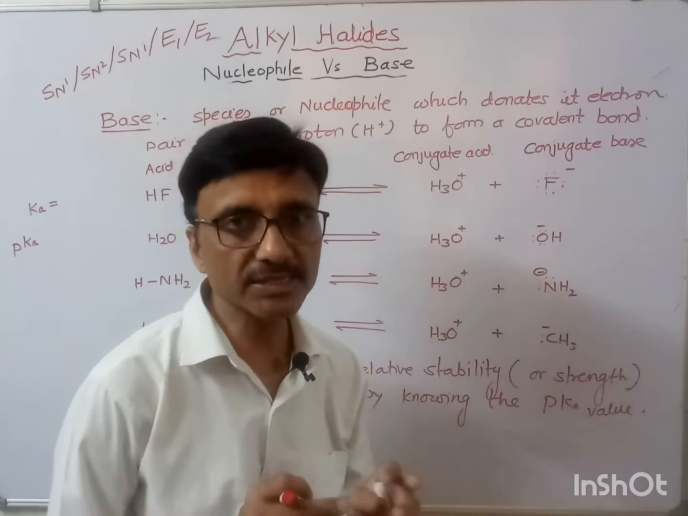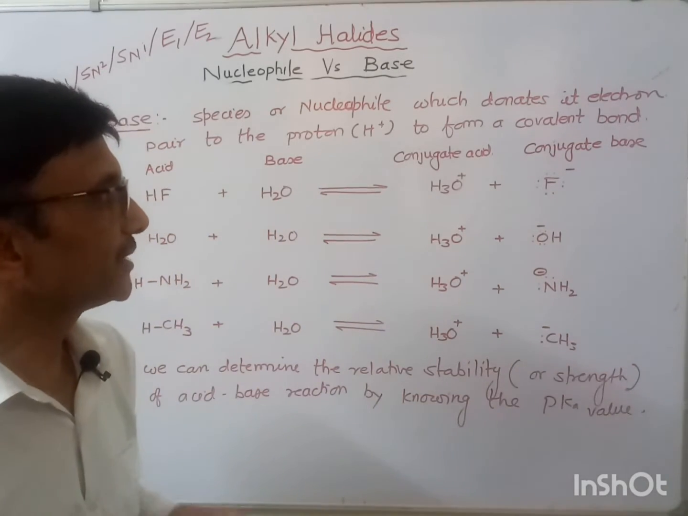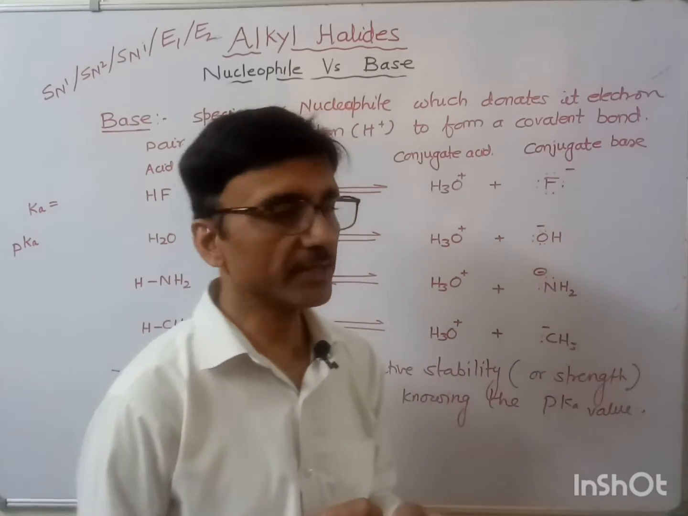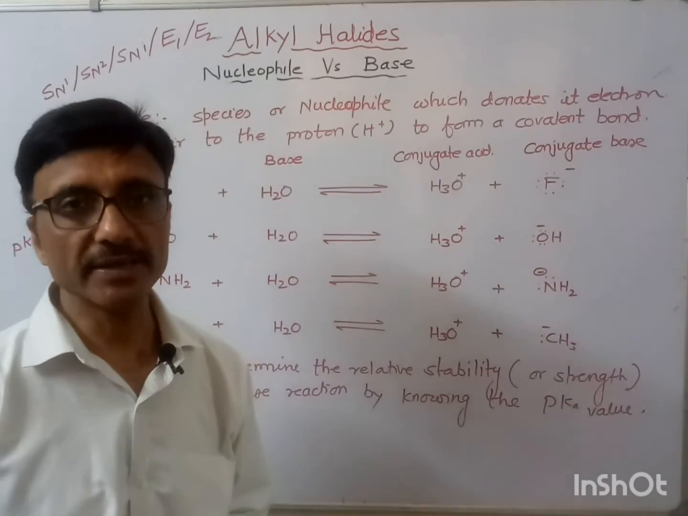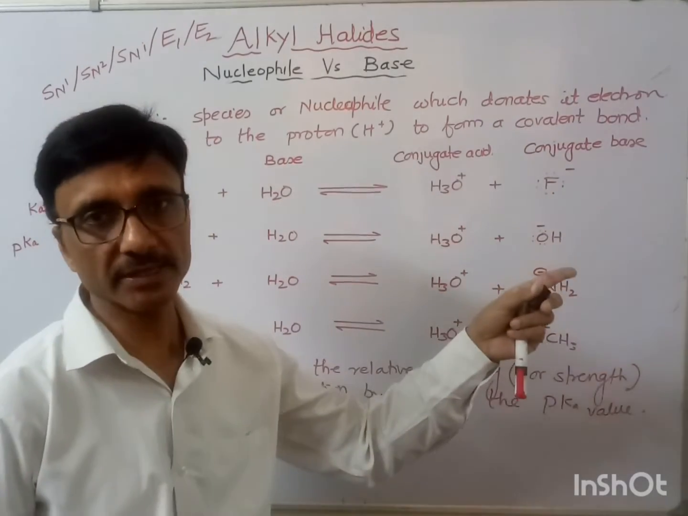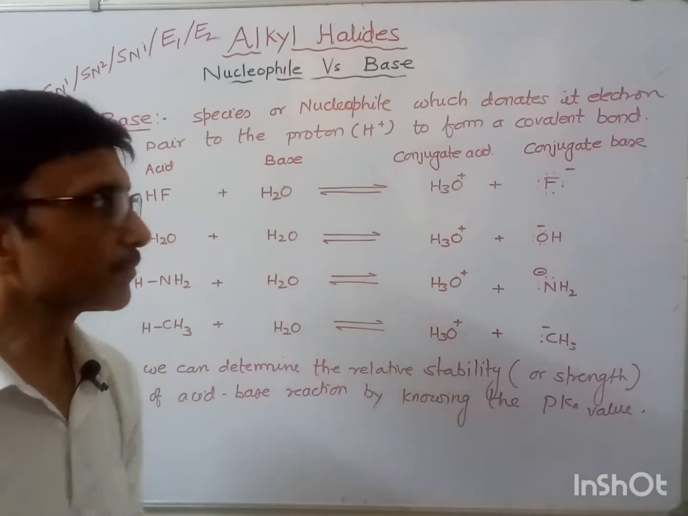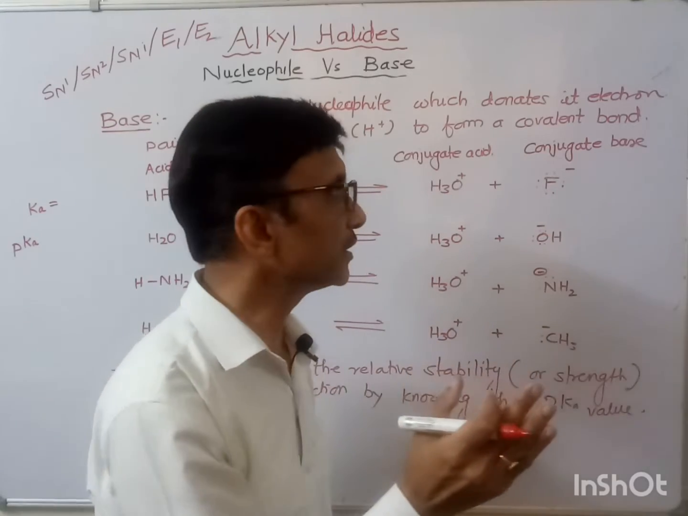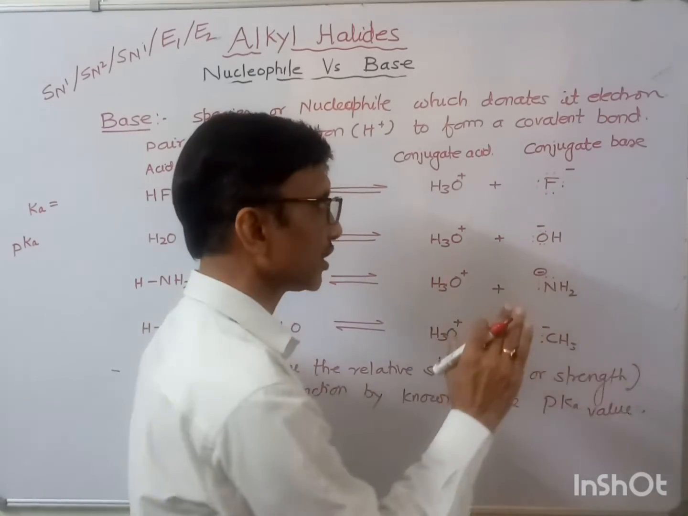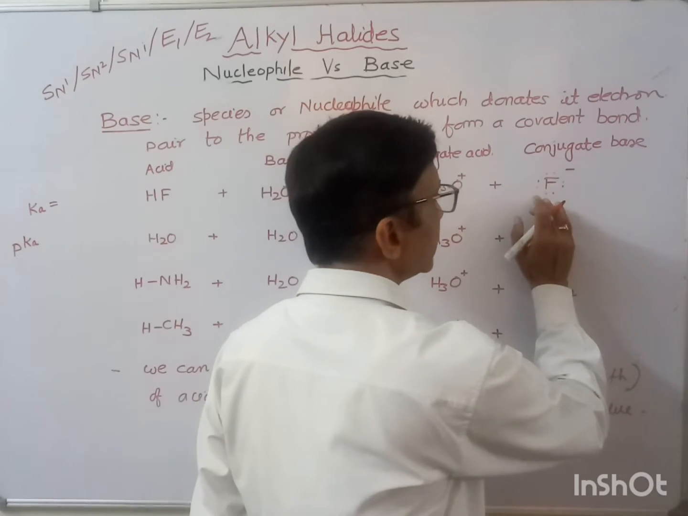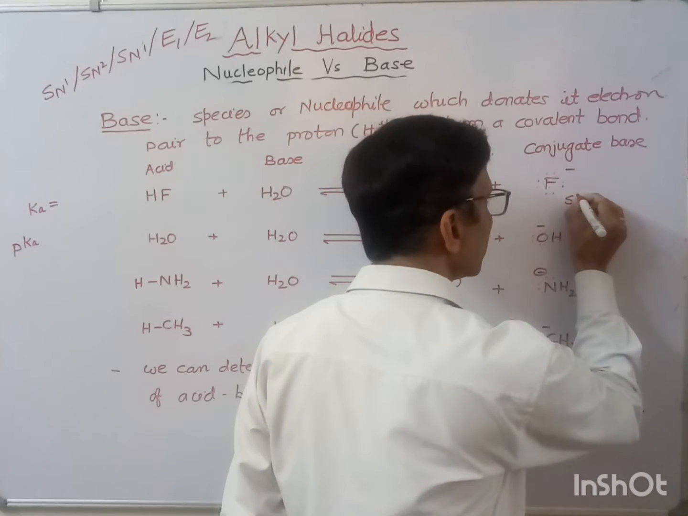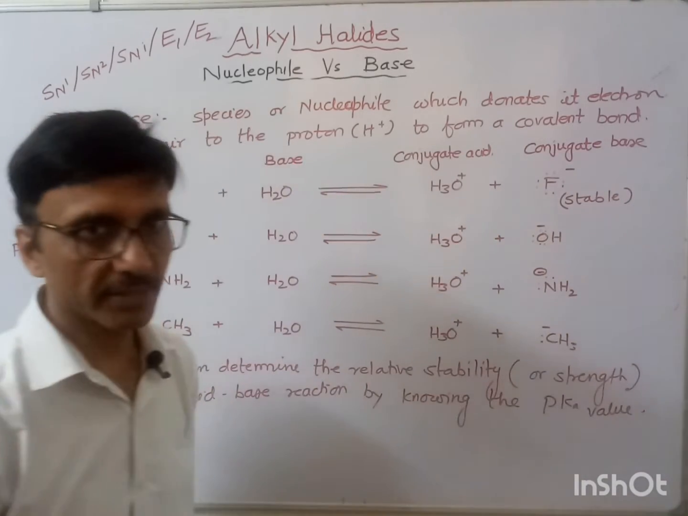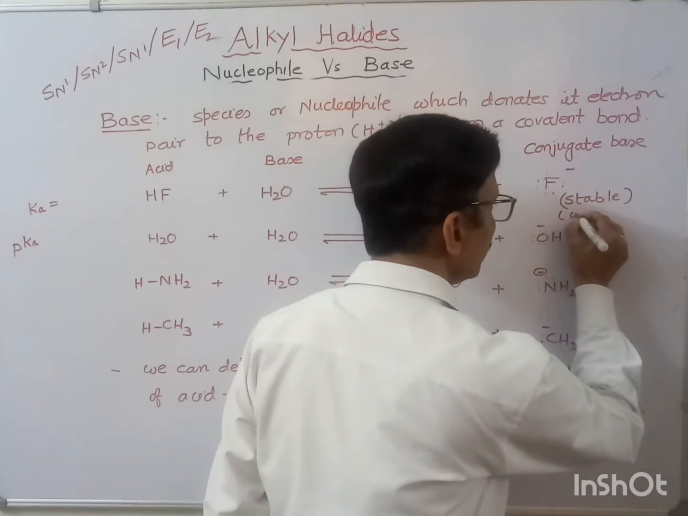What are the factors which tell about the stability of the conjugate base? The more stable the conjugate base, the weaker the base will be. I will tell you later the various factors which determine the stability of this negative charge. But in this case, this is the most stable conjugate base, and that's why this is the weak base.